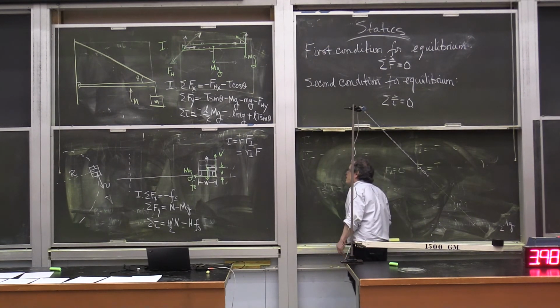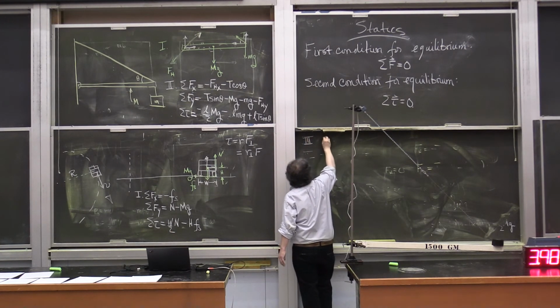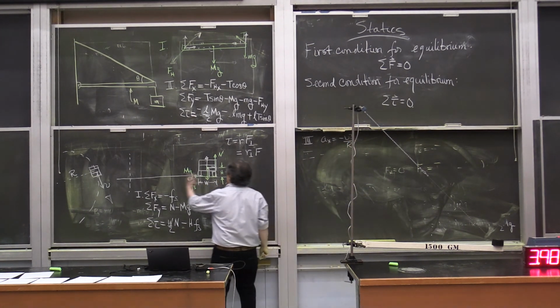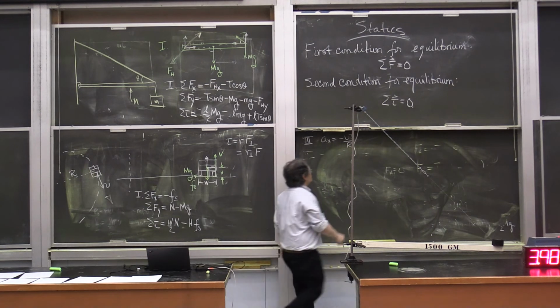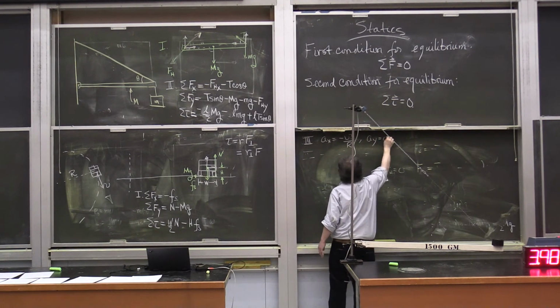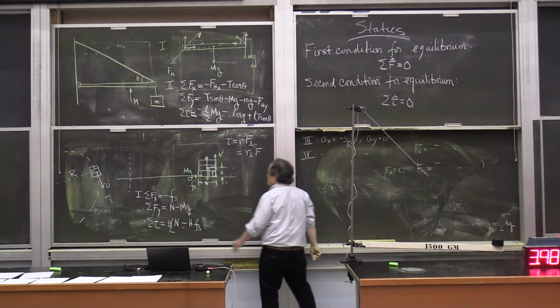Okay. Step 3. The acceleration in the x direction is negative v squared over r. This is because, well, circular motion. And the acceleration in the y direction is 0. Step 4. Sum of F equal to ma.